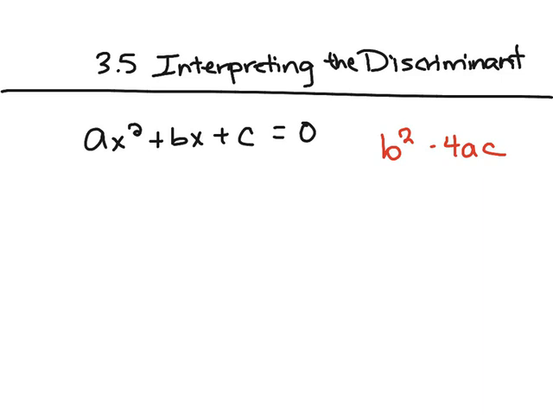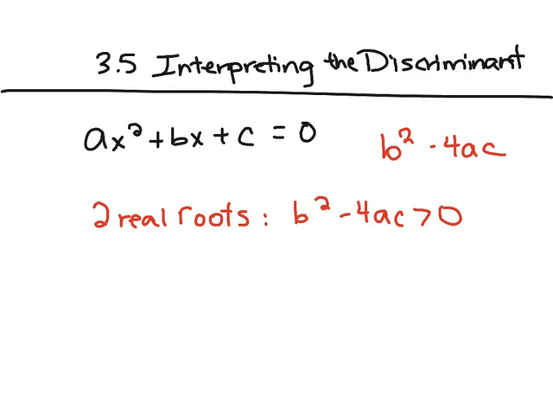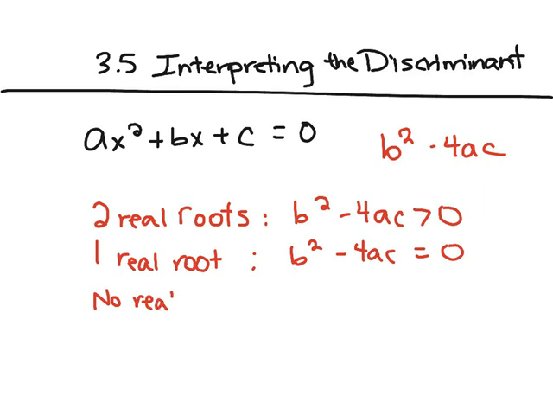So if you have two real roots, you know that your b squared minus 4ac is greater than 0. If you want exactly one real root, b squared minus 4ac has to be equal to 0. And if you want no real roots, that means there's a negative underneath the radical, so b squared minus 4ac is less than 0.